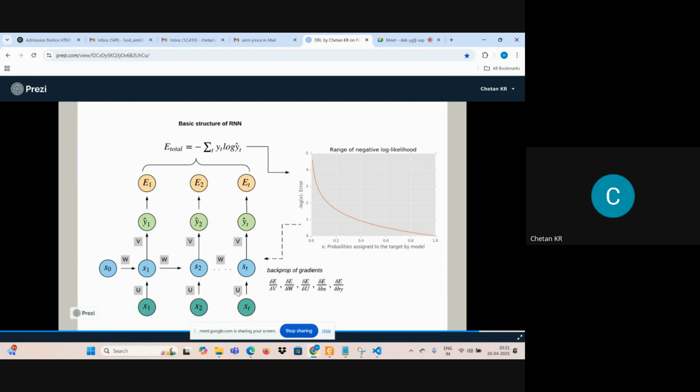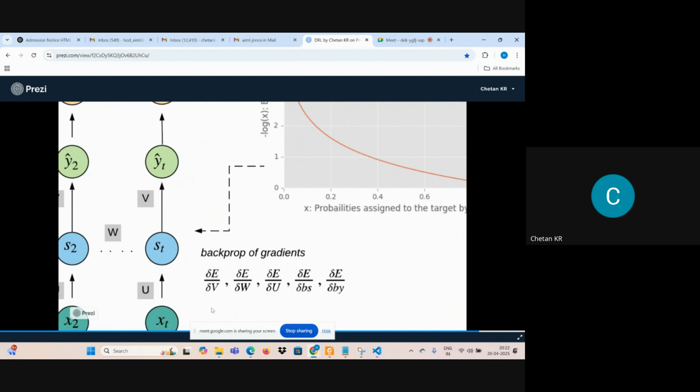Remember, multiple weight matrices are there. The input weight matrix is U. The weight matrix associated with the states is W. The weight matrix associated with the output layer is V. And the hidden layer multiplied with V, you will get the output layer. Therefore, a lot of gradients have to be backpropagated. One is gradient with respect to V, gradient with respect to W, gradient with respect to U, gradient with respect to Bs and By. So you can see so many partial derivatives.